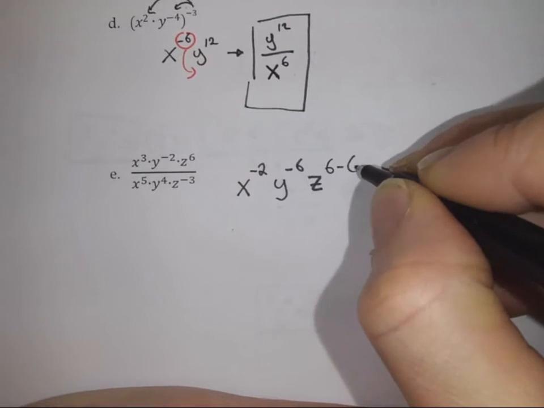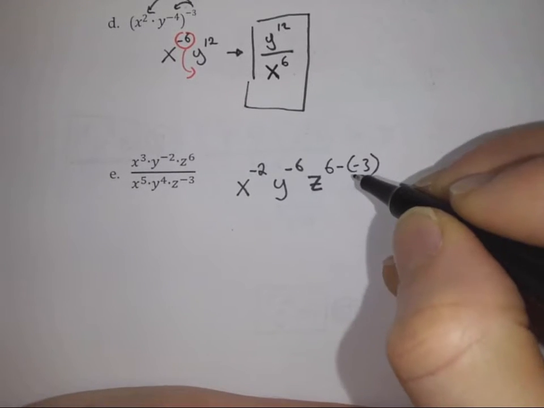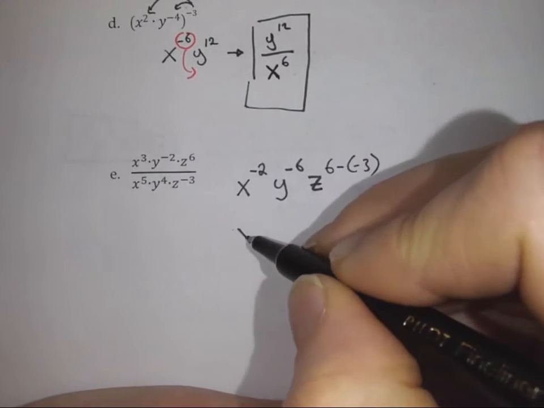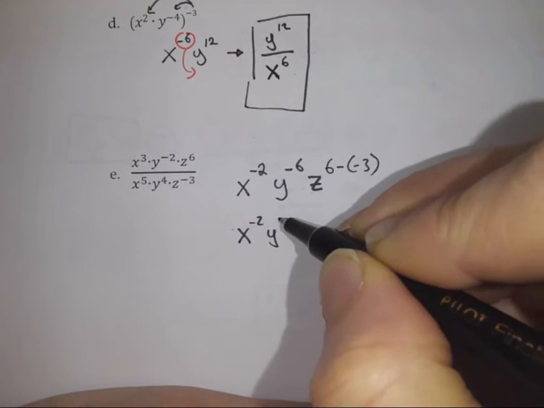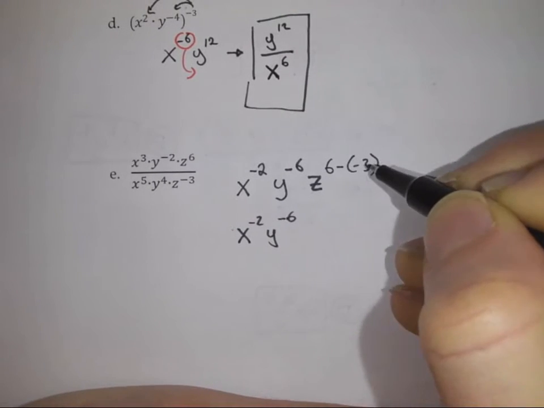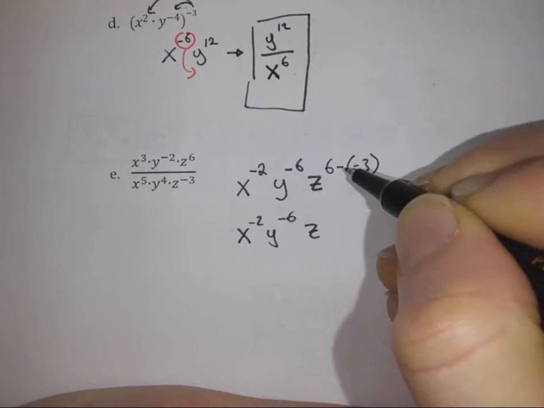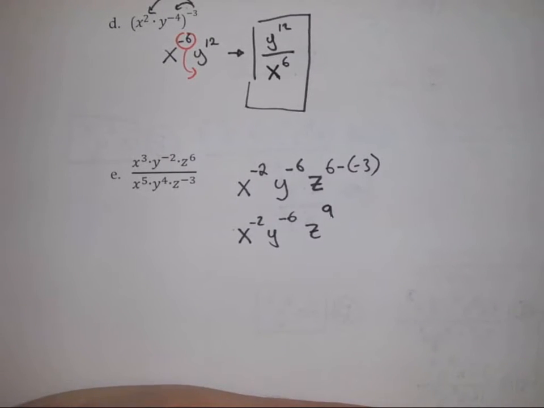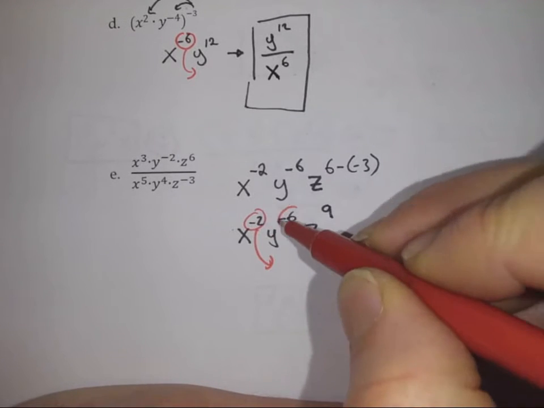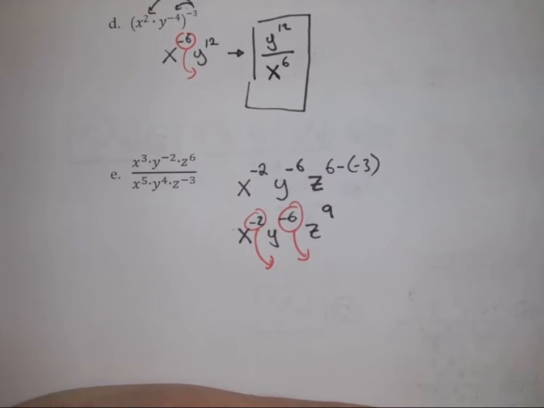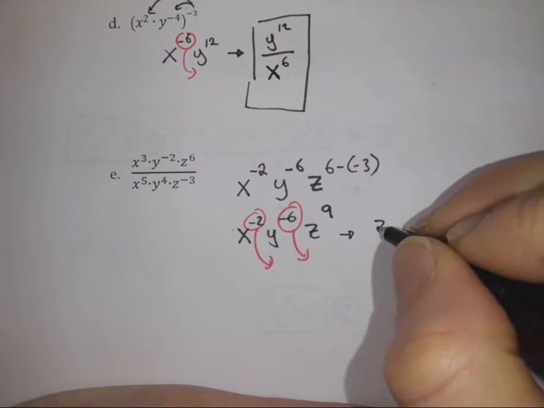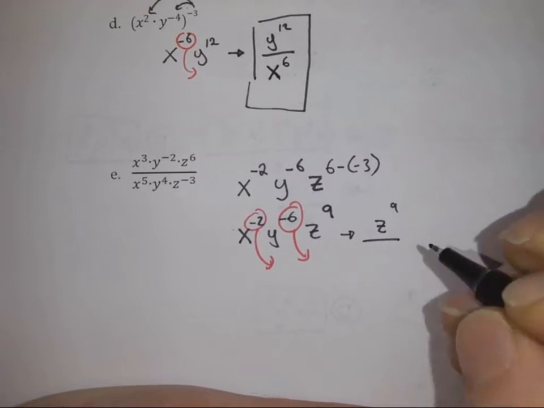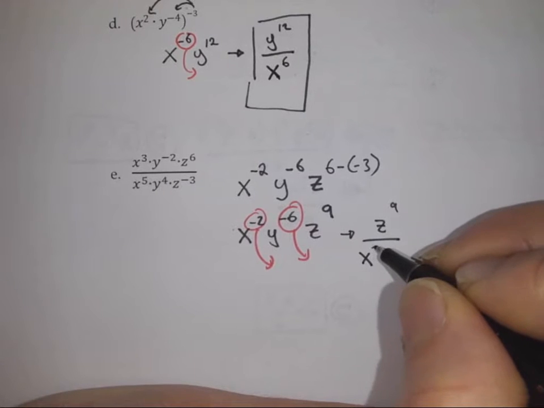And I'm writing out the take away negatives as an extra step because that's a really common way to get a little mixed up there. 6 take away negative 3 is actually 6 plus 3, so it's z to the power of 9. And so then we have these two negative exponents, and that means we are flipping them downstairs. We keep the positive one where it is. We're going to write the positive version of these two powers down here.